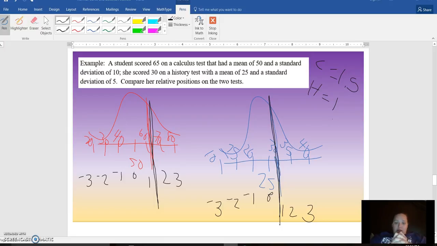If we superimpose these, so I just put them on top of each other, we're just going to draw it over here. Alright, and so 0, 1, 2, 3, 0, -1, -2, -3. Alright, and I need to draw it at 1.5 here. So she did better on the calculus test. A couple of things. The closer you are to 0, the closer you are to the mean. And so she did better on the calculus test, but she's closer to the mean on the history.